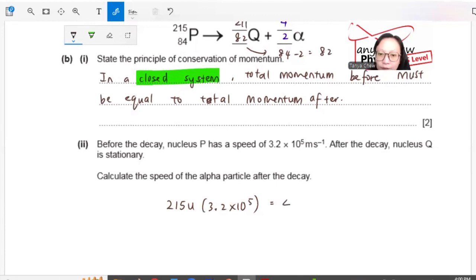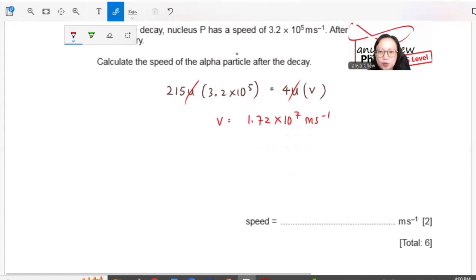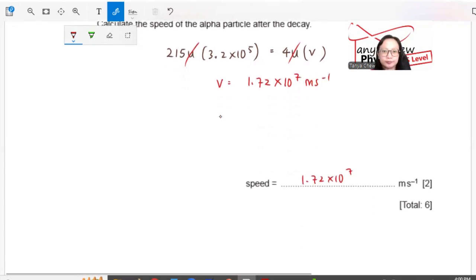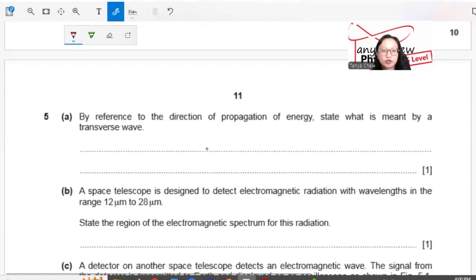So alpha is 4 u, moving with a certain speed, V. I just put it as V. Now, since both sides have u's, you just cancel the u, unified atomic mass unit. And then you solve for V. V is equal to 1.72 times 10 to the power 7 meter per second. That's the answer.